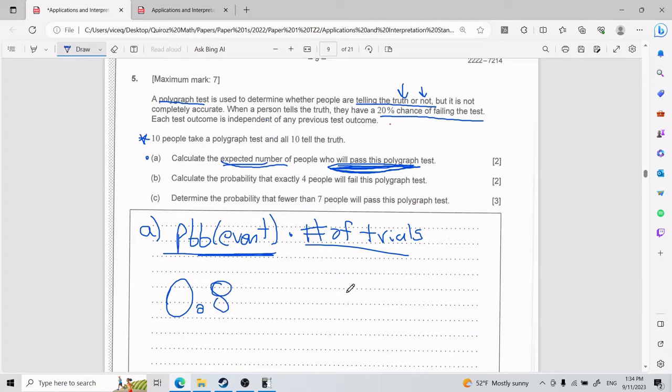Now a lot of you are thinking, where did you get that number from? All right, so what is the probability of failing? Probability of failing is 20%. That means that the probability of passing is 80%. And that is something very intuitive in probability that we all need to understand right now.